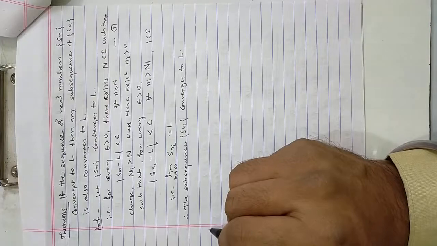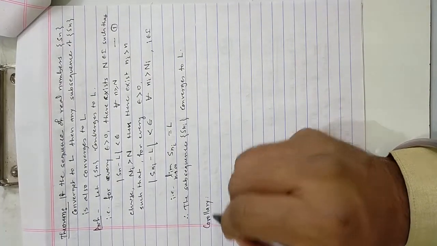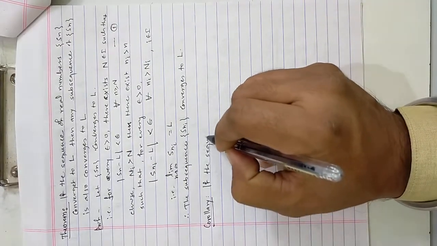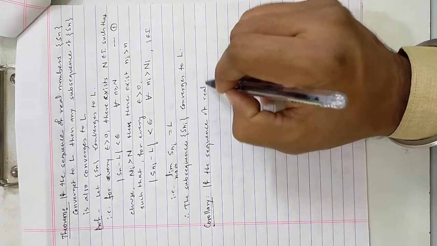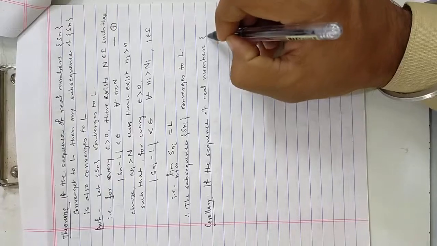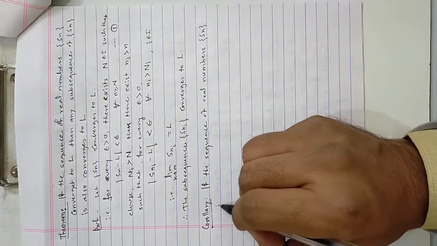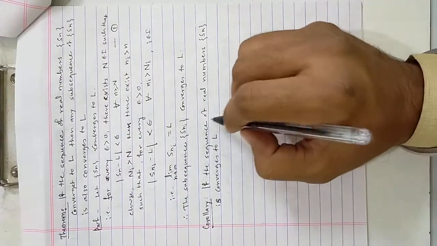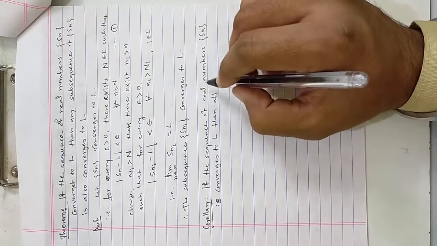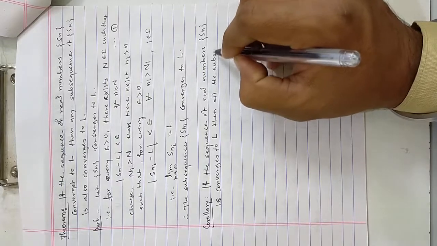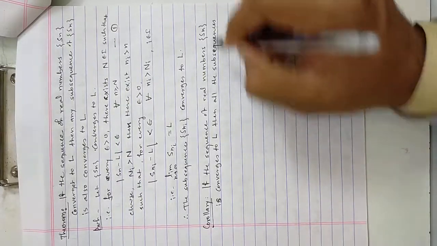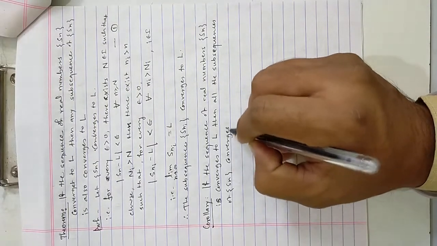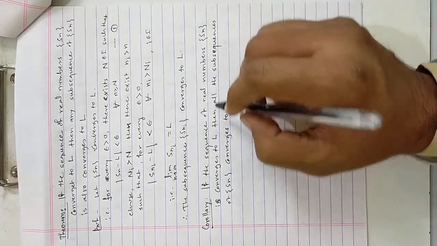Right. The next thing is the corollary. If the sequence of real numbers Sn converges to L, then all the subsequences of Sn also converge to the limit L.